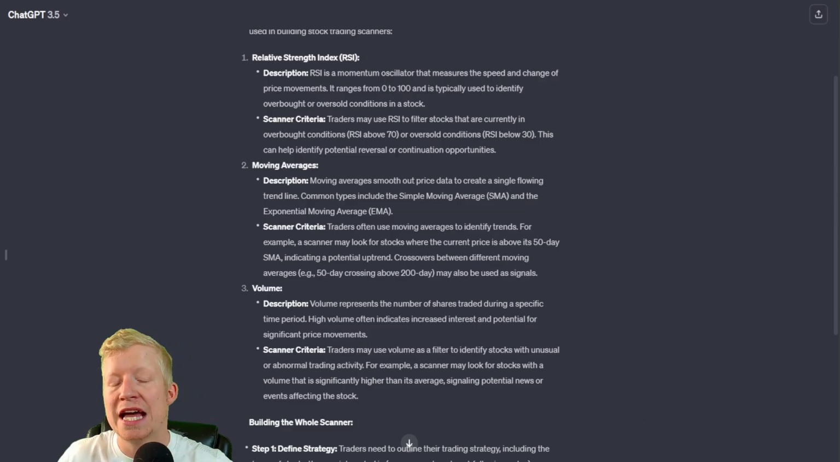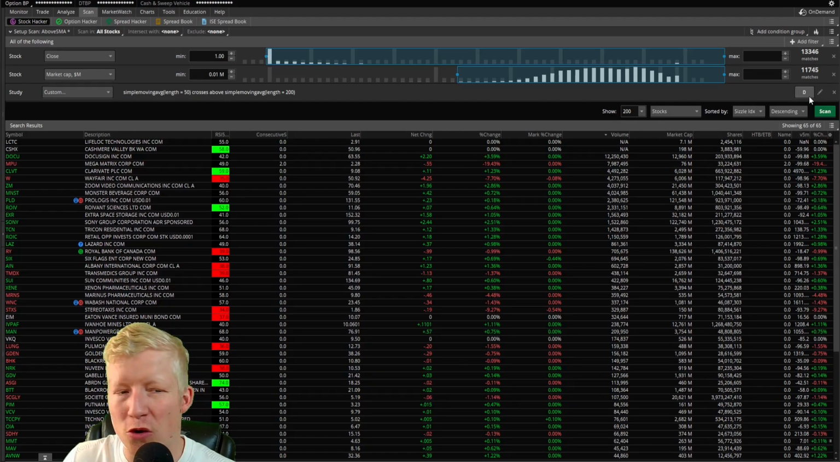So we're going to be building an abnormal volume scanner that is looking for volume well over the current volume average. So jumping back into ThinkorSwim, we are going to go ahead and create this scanner now.